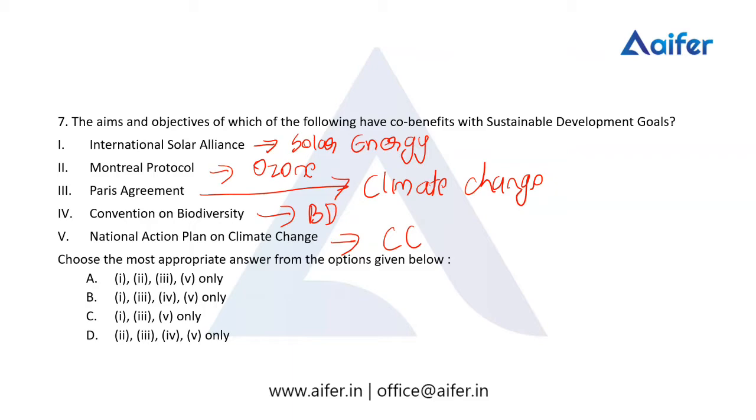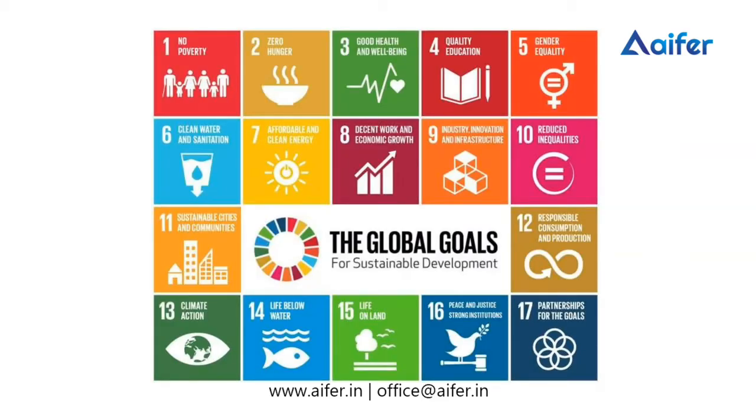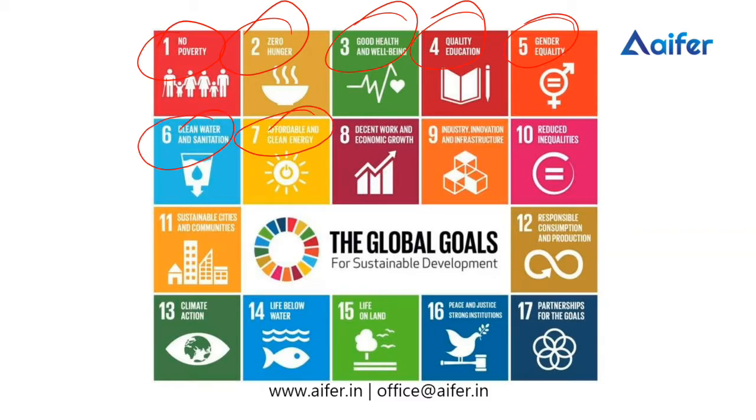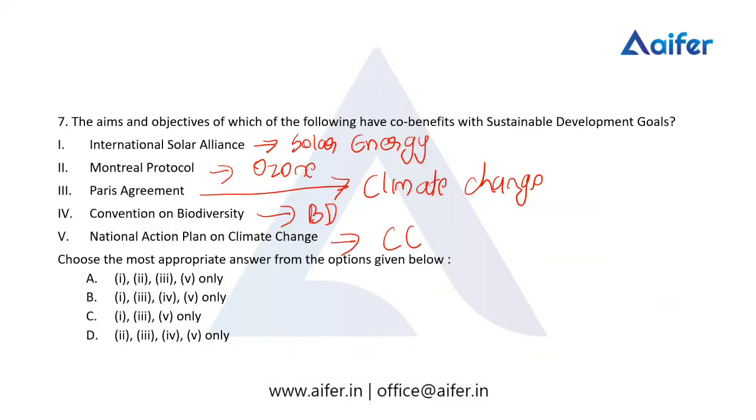So we'll be moving to the sustainable development goals. These are the sustainable development goals. We have no poverty, zero hunger, good health and well-being, quality education, gender equality, clean water and sanitation, affordable and clean energy, decent work, industry innovation, reduced inequalities, sustainable cities. Then we have responsible consumption, then climate action, life below water, life on land, then peace and justice, and partnership for the goals. So let's try to understand which among them have some co-benefits with these.